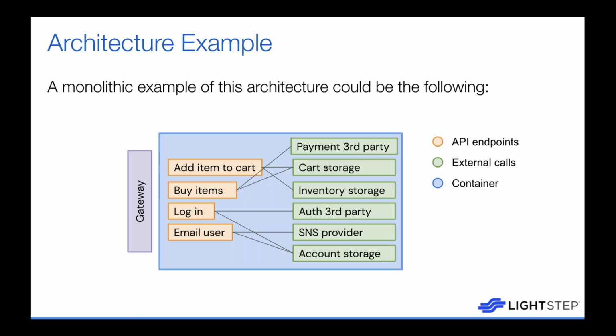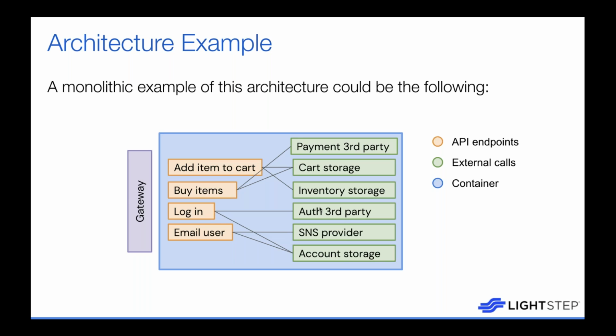Buy items, in this case, is talking to cart storage and a third-party payment service. So this could be calling out to something like Stripe to process a payment. And it also talks to the cart storage to figure out what items are currently stored in the user's cart. And again, this is greatly simplified.